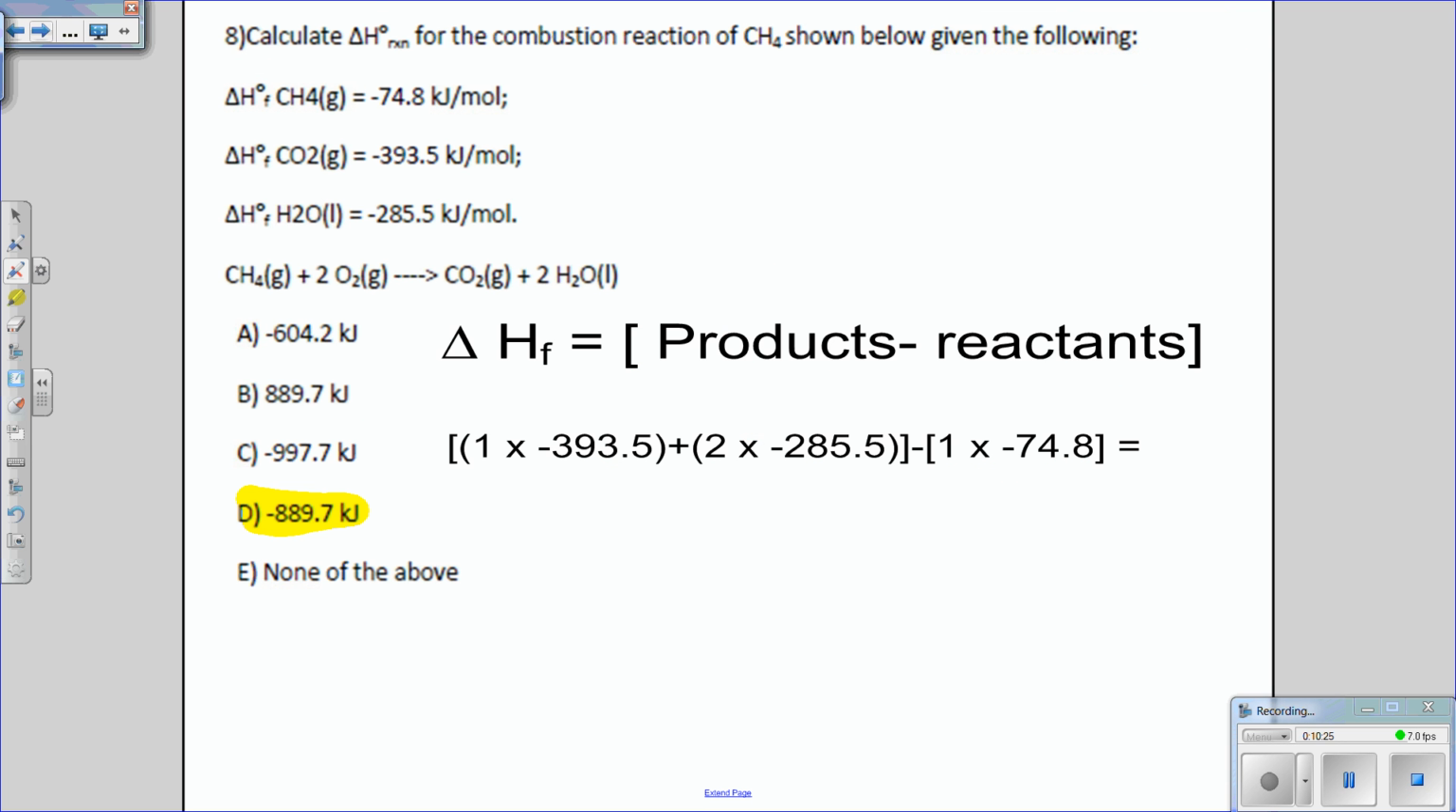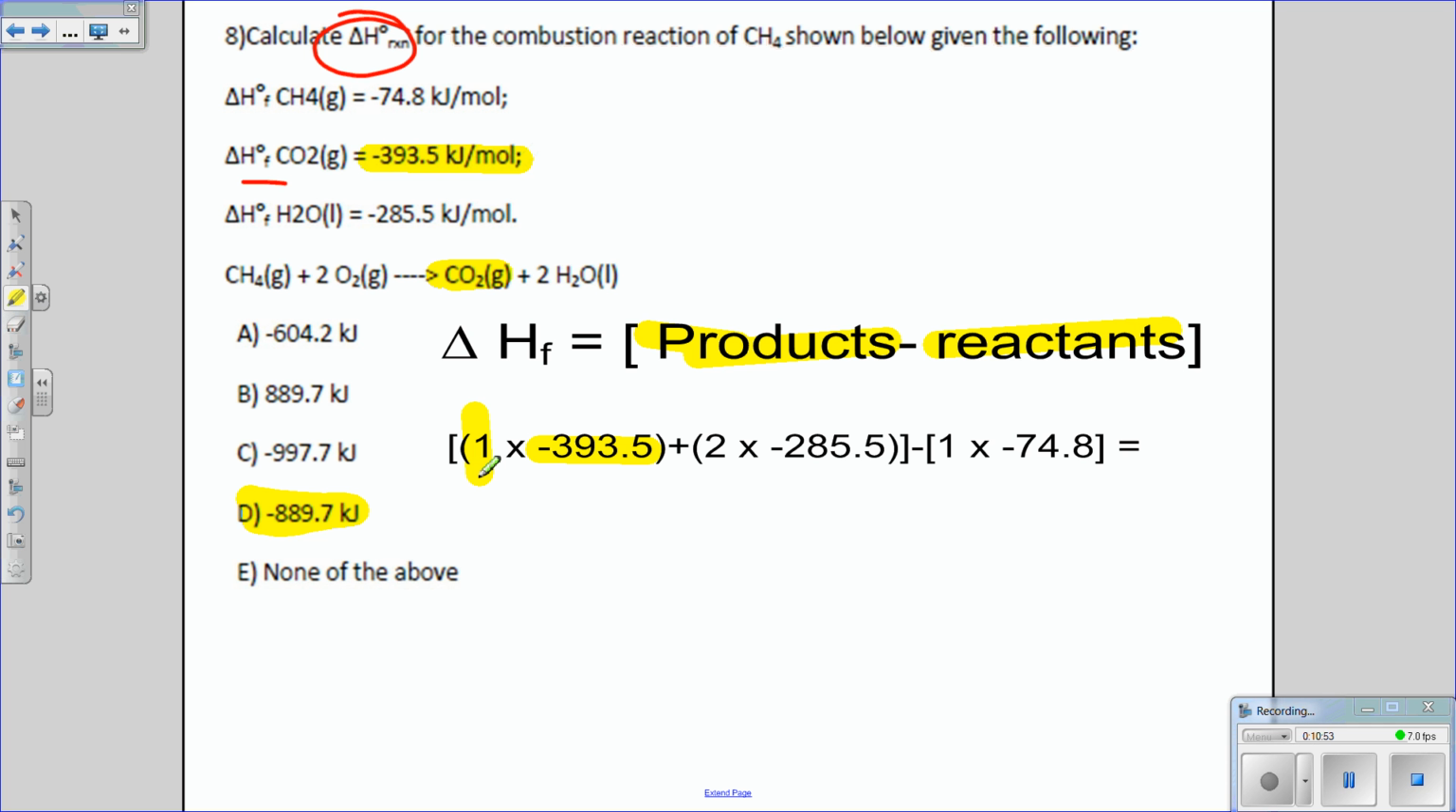Next one asks you to calculate heat of reaction. Notice the little F as a subscript is heat of formation. Remember, when you're doing any formation, it's going to be products summed together, reactants summed together, and then you subtract them. Make sure you use the stoichiometric coefficient. So I start with the products. CO2, value is negative 393.5 right there. Coefficient's 1.